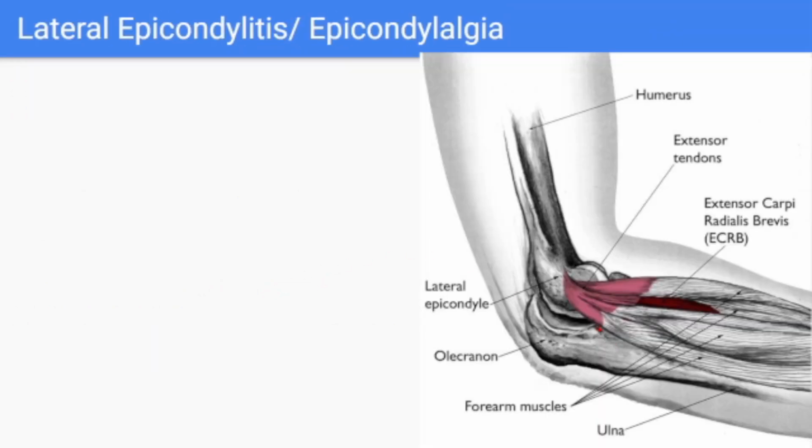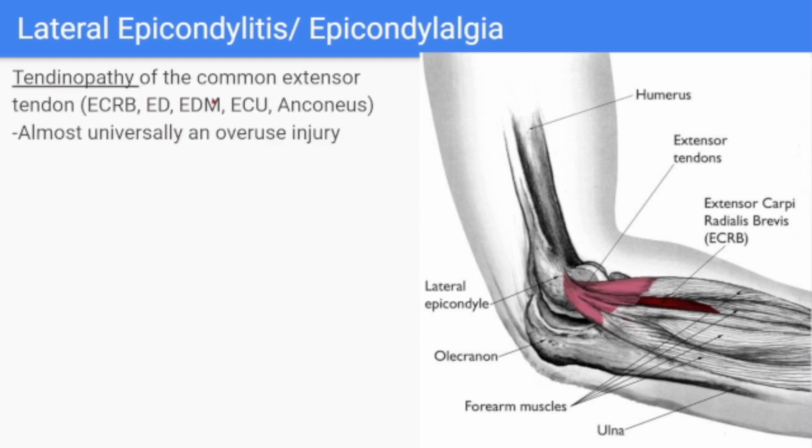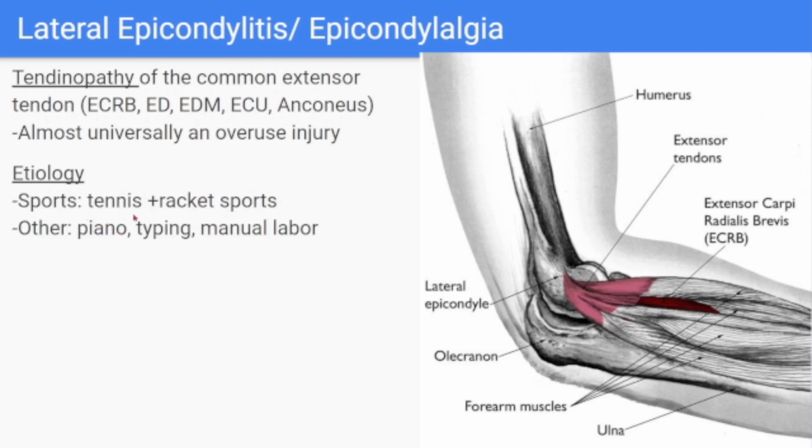So lateral epicondylitis is all about four or five extensor muscles that all attach in a common extensor tendon to the lateral epicondyle. ECRB is most famously the pathologic component, but of course they can all contribute. There's a tendinopathy, and really we call it epicondylitis, it's really epicondylalgia. It's more of a chronic problem, rarely an acute problem, although it can be, and almost universally overuse, okay? Think about sports. Also, though, piano, typing, manual labor, a lot of patients get this who do not play sports.